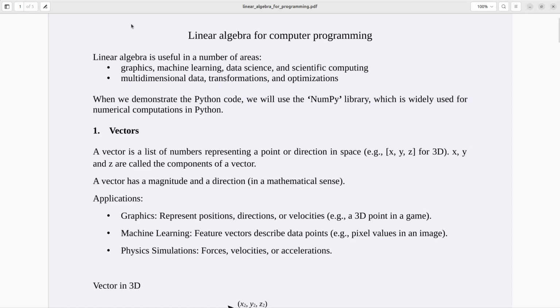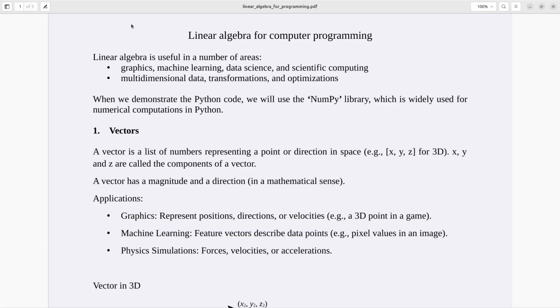Hello everybody, welcome to the Mathematics for Programming course. In this video, I'm going to discuss the use of linear algebra for computer programming. So I'm going to cover a number of topics about linear algebra together with the code that can help us understand more about linear algebra.